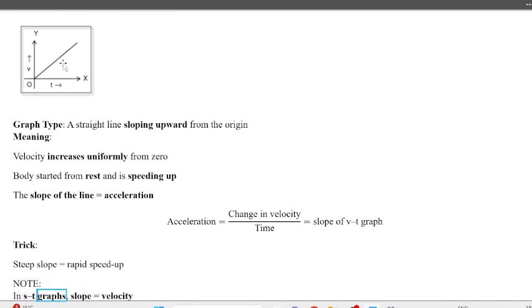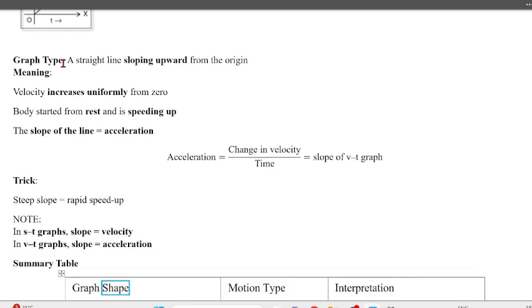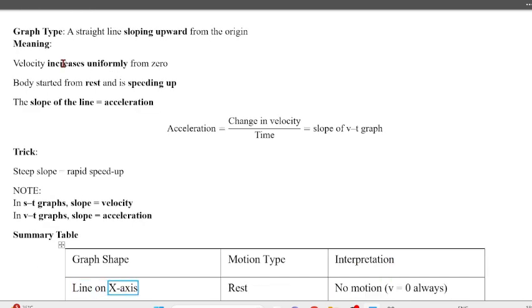Note: in S-t graphs, slope is equal to velocity. In V-t graphs, slope is equal to acceleration. Summary table: graph shape, motion type, interpretation, line on x-axis.